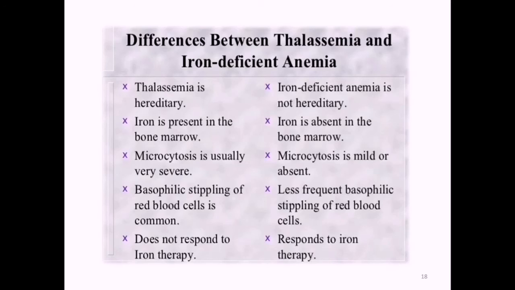There is an important point about iron therapy. There is a response to iron therapy in iron deficiency anemia, while in thalassemia there is no response and we need blood transfusion. There is another important point about the mean corpuscular hemoglobin concentration, or MCHC: in iron deficiency anemia it is usually reduced, while in thalassemia it is normal or increased.